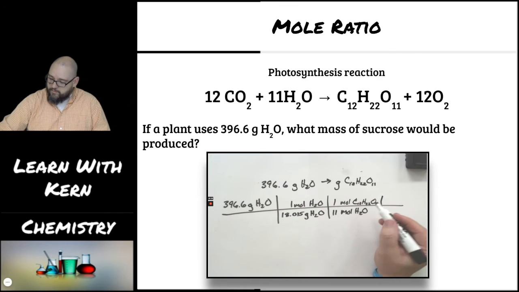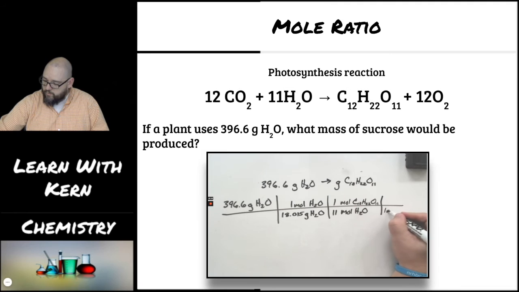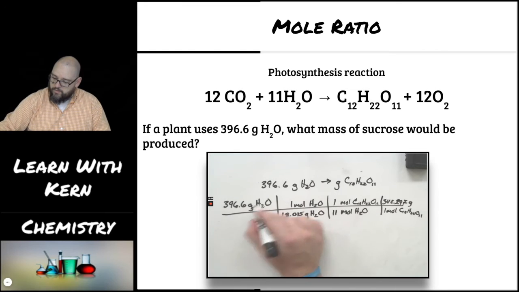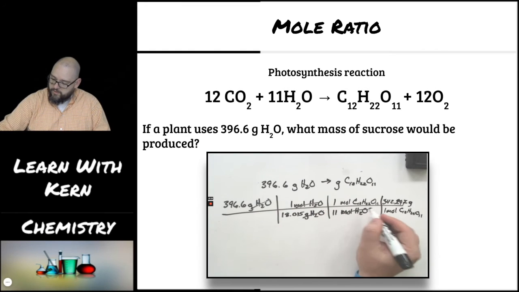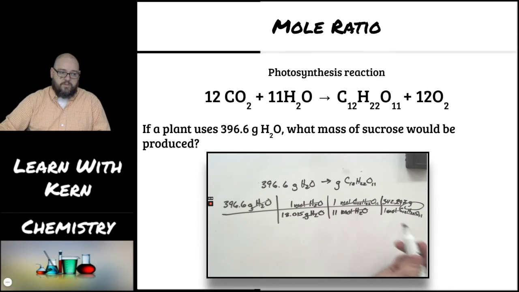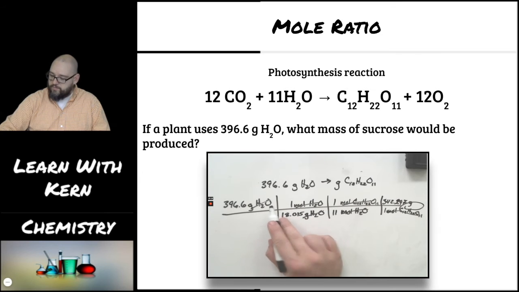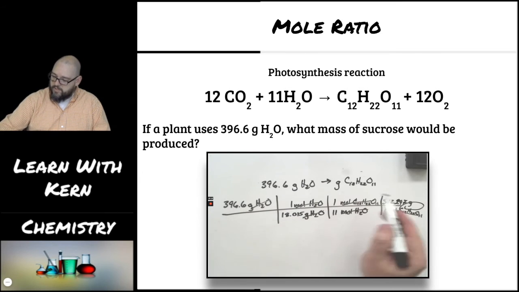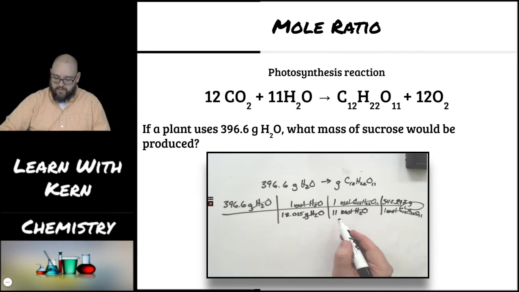And now I want grams, so I'm going to convert from moles to grams. So I have 1 mole of sucrose, and that's going to give me 342.297 grams of sucrose. So the grams of water cancel, moles of water cancel, moles of sucrose cancel. I'm left with grams of sucrose. So now I do my multiplication and my division. 396.6 times 342.297 divided by 18.015 divided by 11.